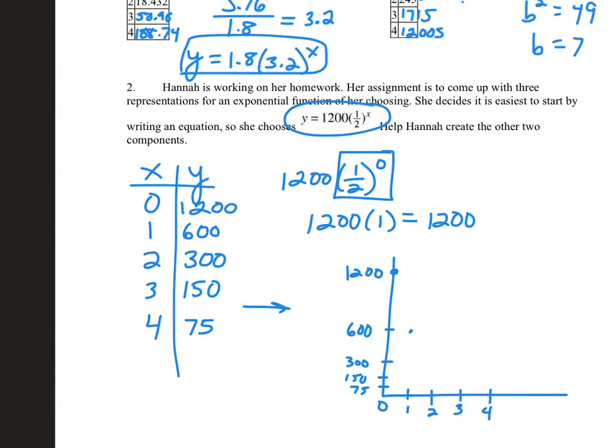then we get this nice curve that gets closer and closer and closer. And if we kept going, it would just get closer, closer, and closer, but never touch the x-axis. And of course, this is a continuous function. So we might connect those dots. Okay, that's number 2.